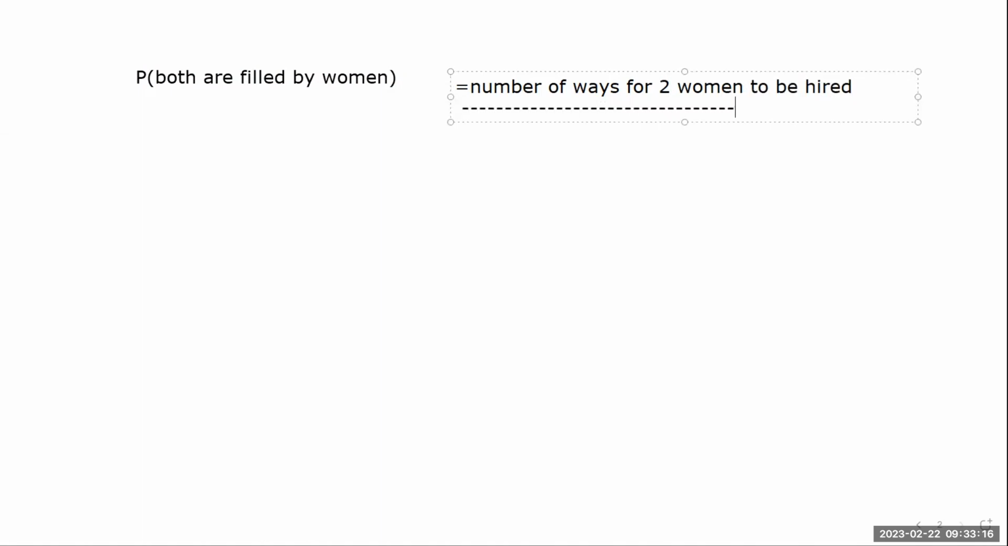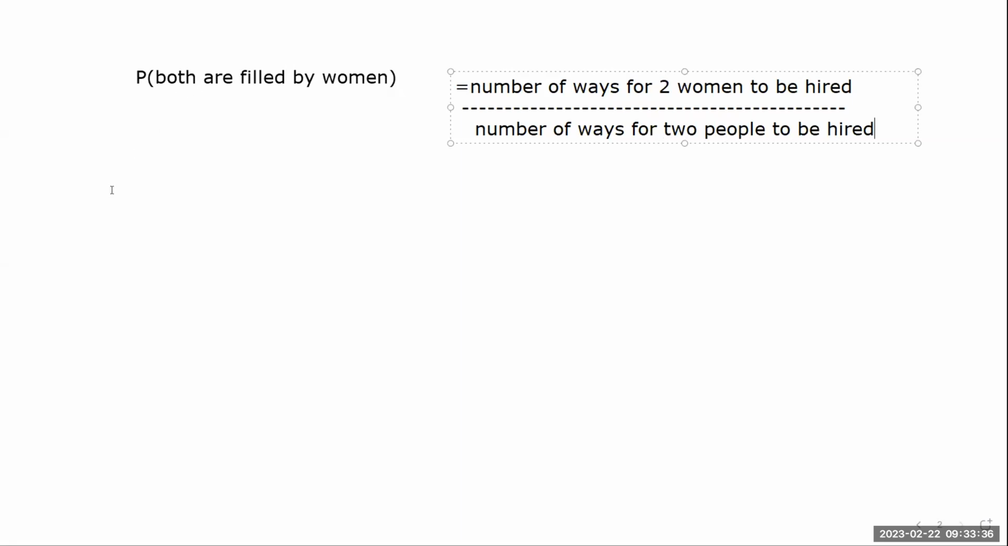Which here, this is going to equal the number of ways for 2 women to be hired, right? So remember, we can only hire the women from the group of women. All right, you can only select from the group of women. But here on the bottom, this is the number of ways for 2 people to be hired. Okay.